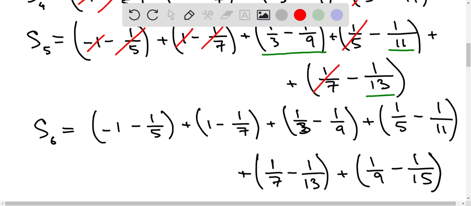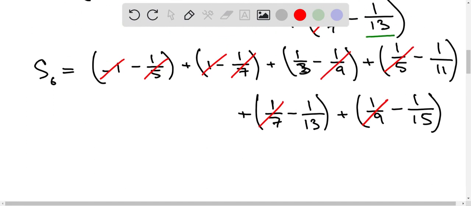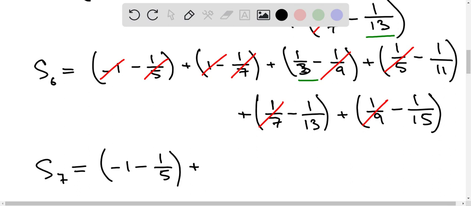Now let's see what we can cancel here. As in the previous parts, we're going to cancel all these terms. We're going to cancel 1/5. We're going to cancel 1/7. Now we can also cancel minus 1/9 and 1/9 here. Now it seems like we're getting a pattern here. And it seems like we're not able to cancel 1/3. Let's go for S7. So we'll do this until we find a pattern.